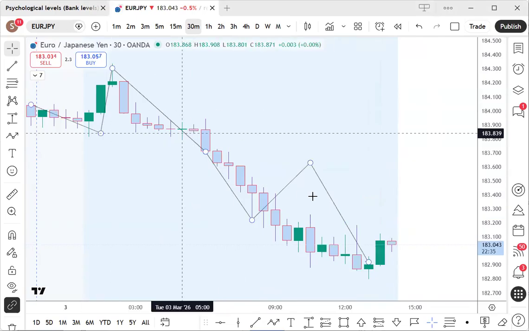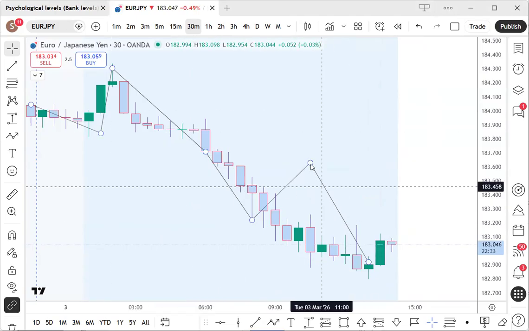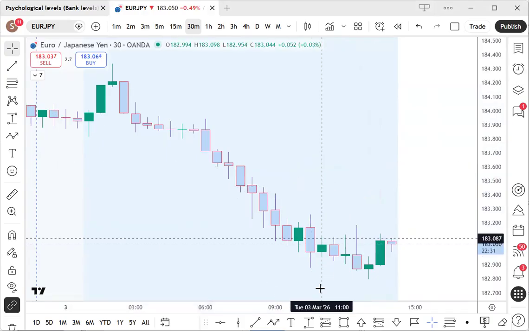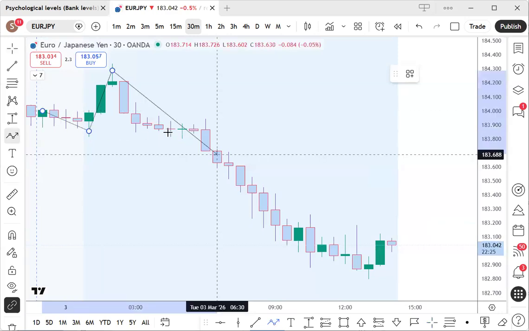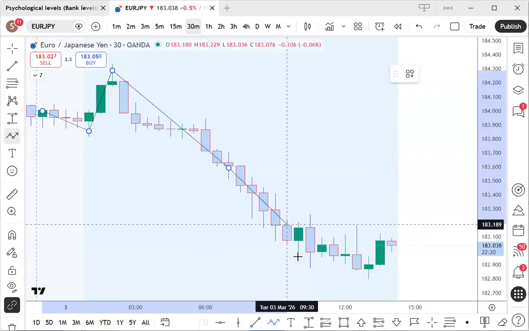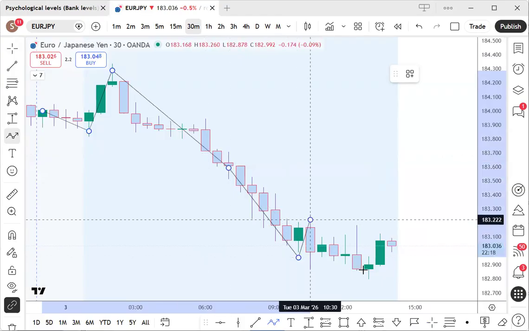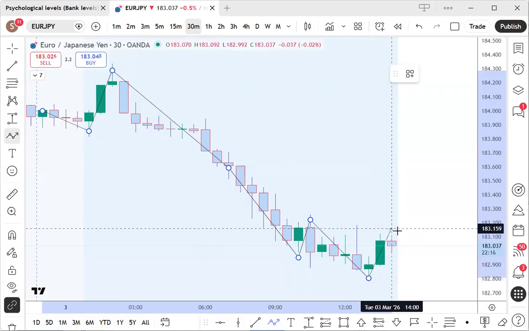Euro yen. Okay, so euro yen is now beginning to show us that it wants to also push up, but let's see, what did it do? It started from somewhere there, pushed up, then pushed down, gave you a nice break of structure there, right? In fact, it didn't even pull back at all until here. You get a small pullback, and then it pushes back up. Now it's pushing back down.